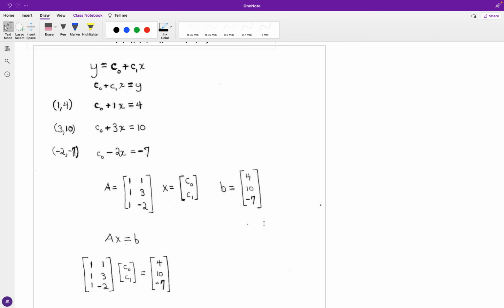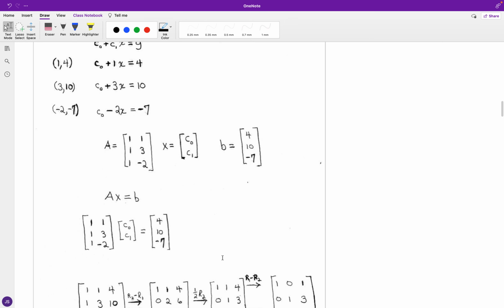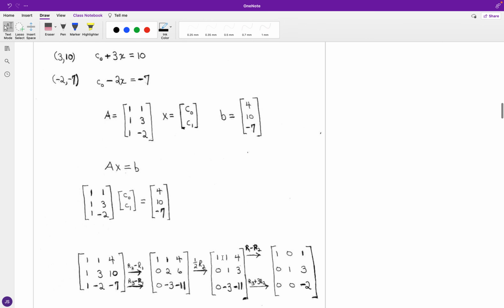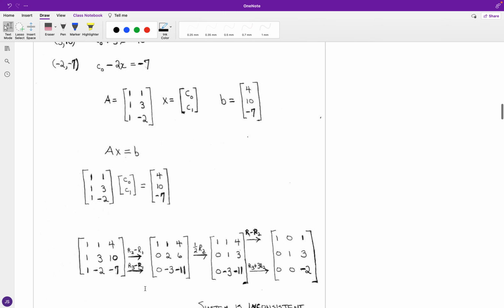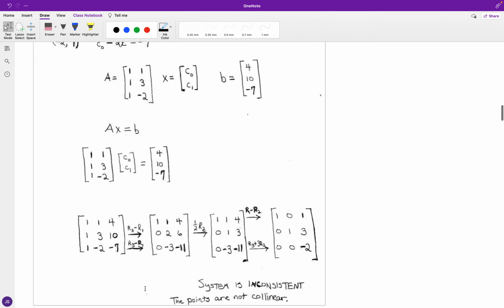Trying to see if these 3 points are collinear, we go back to Ax equals b. Setting things up, again we have a 3 by 2 matrix and a 2 by 1, and the product is going to be a 3 by 1. Translating to an augmented matrix, we have 1, 1, 4, 1, 3, 10, 1, negative 2, negative 7. And we go through the process of converting into reduced row echelon form.